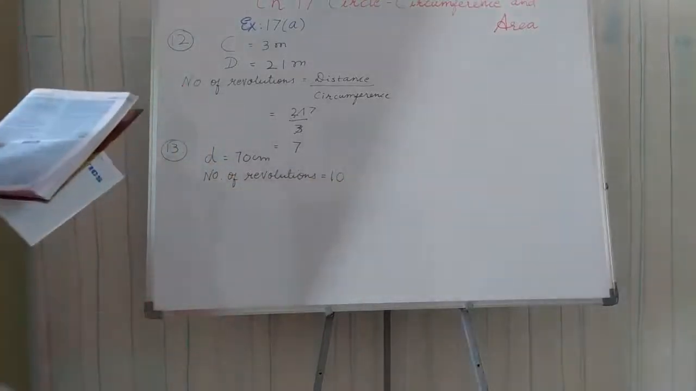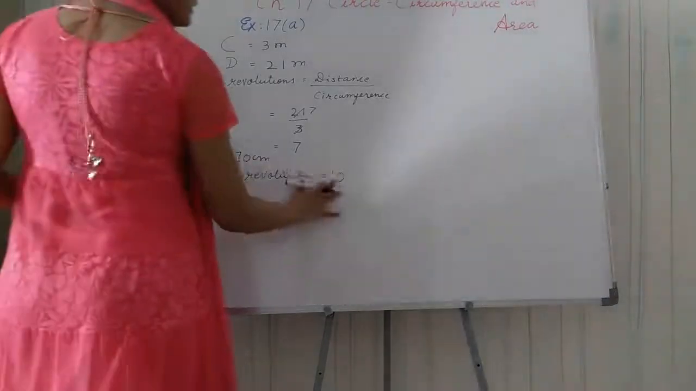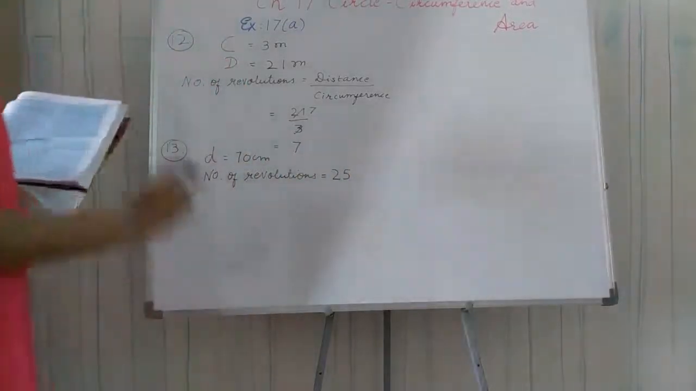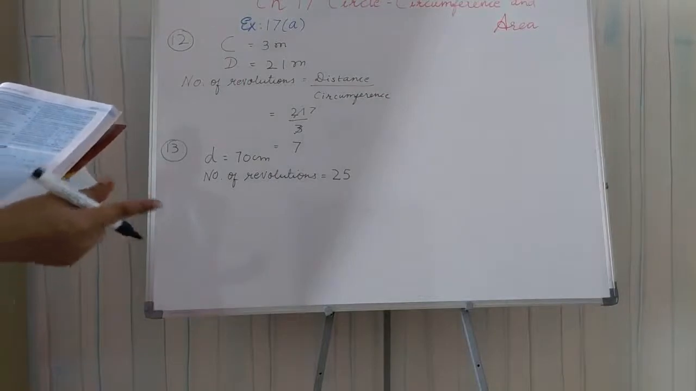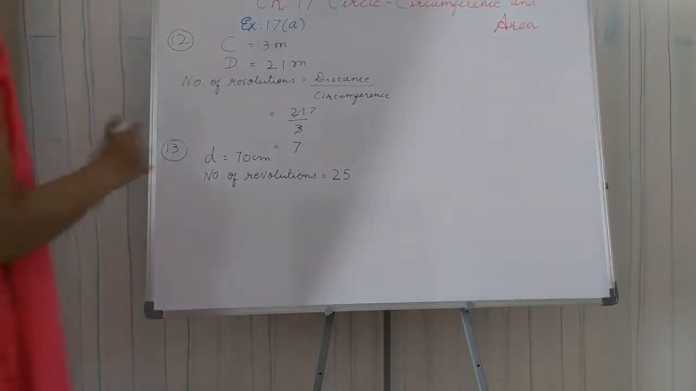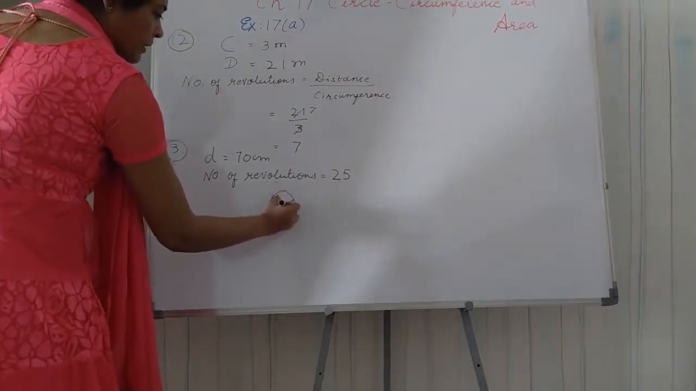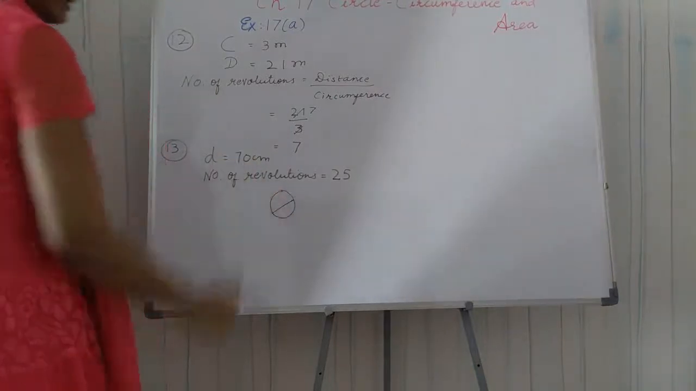So now 25 in 10 seconds. At what speed in kilometers per hour is the bicycle traveling? So suppose this is a wheel, right, whose diameter is given as 70 centimeters.